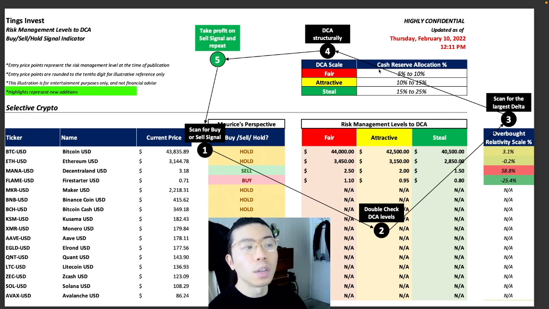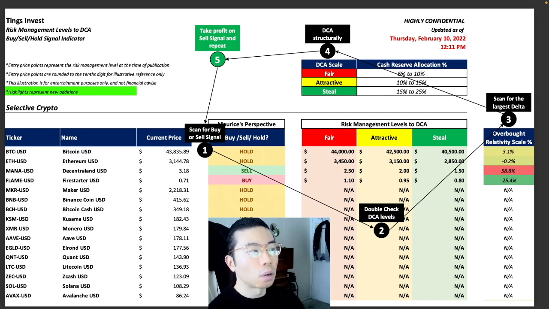If you believe in your fair, psychological perspective that you're willing to allocate 5 to 10%, then go ahead. If you want to allocate 10 to 15% because you believe that's an attractive level, right? Then you put in 10 to 15% of your cash reserve. And if it's more of a steal level that you feel relatively bullish on, then you put in 15 to 25%, right?